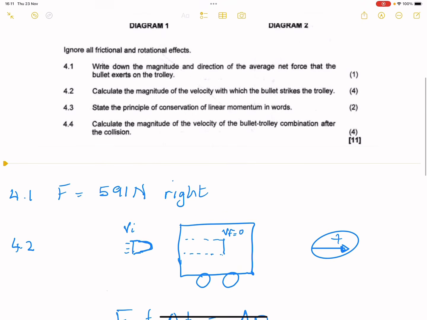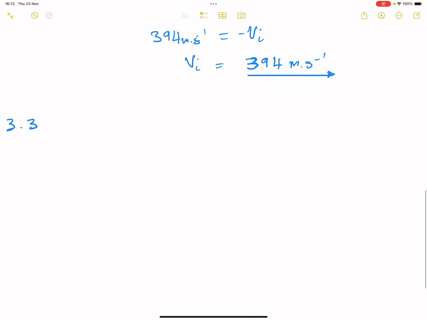Okay, right. They say state the principle of conservation of linear momentum in words. Right. So please keep in mind in this case that in an isolated system, the total linear momentum is conserved. Right. So they say to us, calculate the magnitude of the velocity of the bullet-trolley combination after collision. Right, so remember what happened.